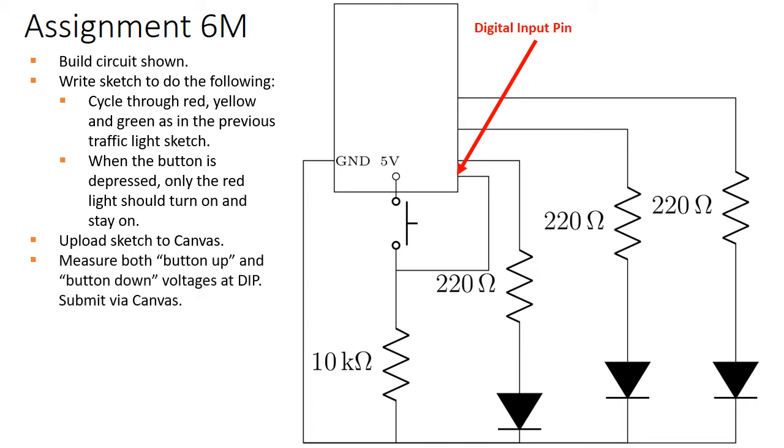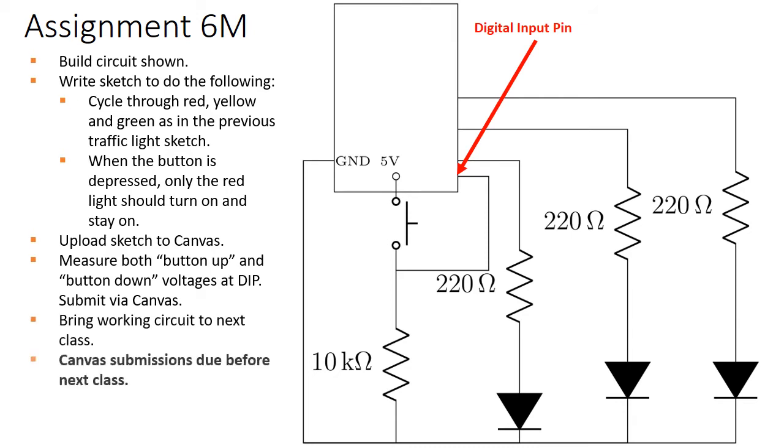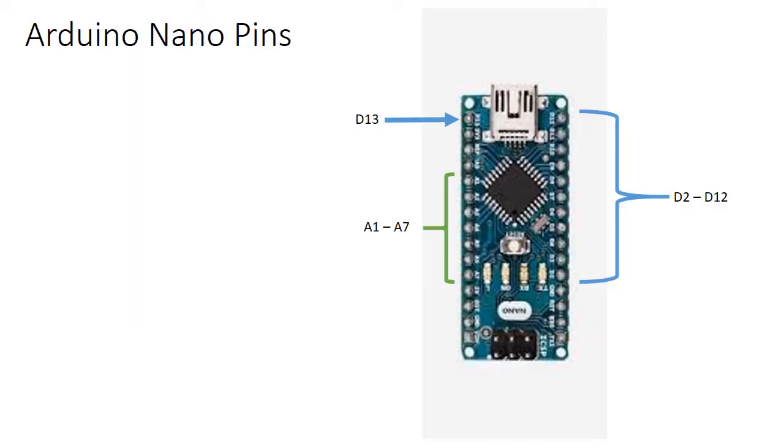I would like you to upload the sketch to Canvas and to also measure both the button up and the button down voltages at the digital input pin. Now nominally they should be 0 and 5 volts respectively, but they might not be. So please submit these via Canvas. When you submit the sketch, put the voltages in the comment box with the submission. Bring your working circuit to the next class and submit all of the Canvas materials before the next class.